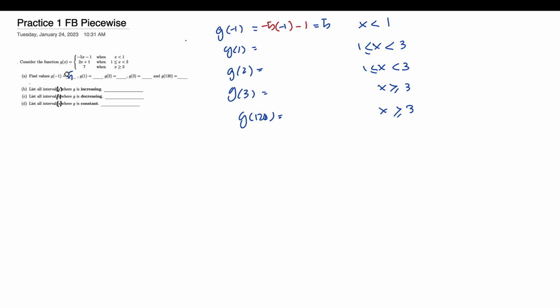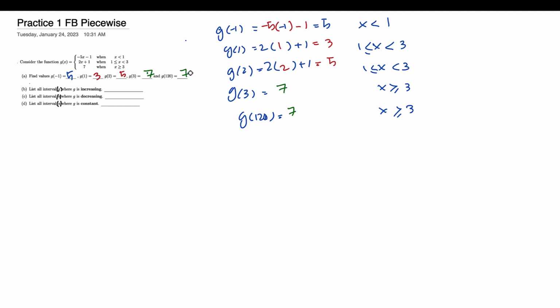Now for 1 and 2, I have to use the second condition. I'm plugging in 1 and 2, and the answer for this one is 2 times 1 plus 1 is 3, 2 times 2 plus 1 is 5, so 3 and 5. And then g at 3, let's try that. And again, 3 and 120, they're both going to be in the last piece, so both are going to be 7. So 7 and 7.